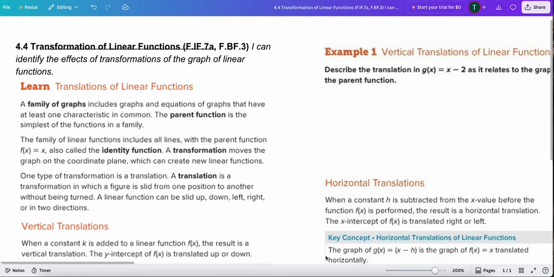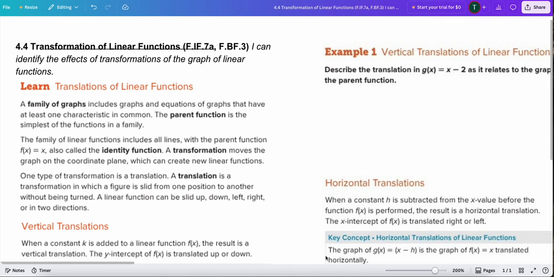2.4, which is transformations of linear functions. A family of graphs includes graphs and equations of graphs that have at least one characteristic in common. The parent function is the simplest of the functions in a family. The family of linear functions includes all lines with the parent function f of x equals x, also called the identity function. A transformation moves the graph on the coordinate plane, which can create new linear functions.